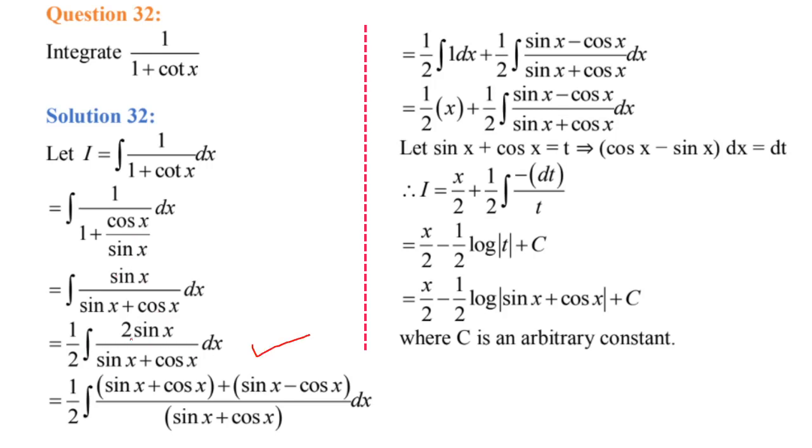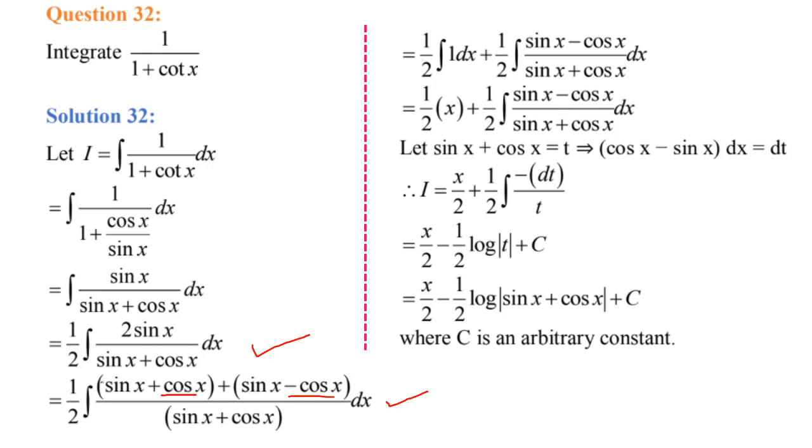We are multiplying and dividing by 2, right? So 2 sine x, and here 1 by 2. Then in this step what we did, we are adding and subtracting cos. We are splitting this sine, we are writing sine x plus sine x. Then we are adding cos x, we are subtracting cos x. Why? You will understand here in the next step.